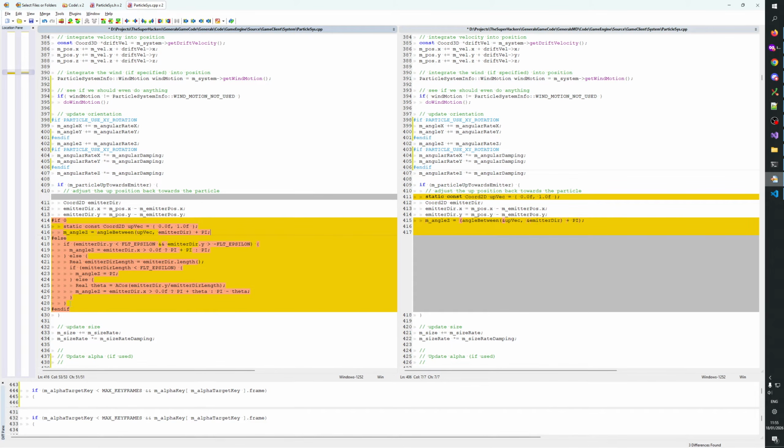Huh. So in Generals, it was using this, and then in Zero Hour, it's using this again here, which was compiled out in Generals. Why? So they did some tests here, I guess, or some other implementation. Emitter dir. So if it doesn't have a direction, a forward direction, then angle Z, emitter dir x larger pi, else emitter dir length. Okay, I have no idea what this does.